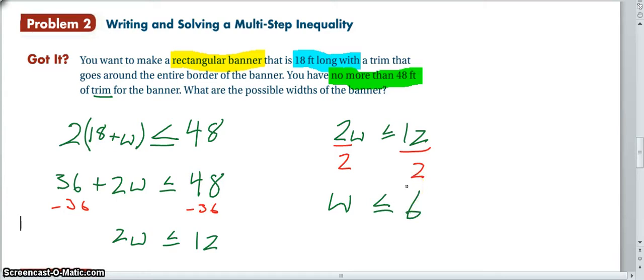Now, of course, the width won't be 0, so if we wanted to be really accurate, we could write this as a double inequality: 0 is less than W, less than or equal to 6. So it'll be in the range between 0 and 6.